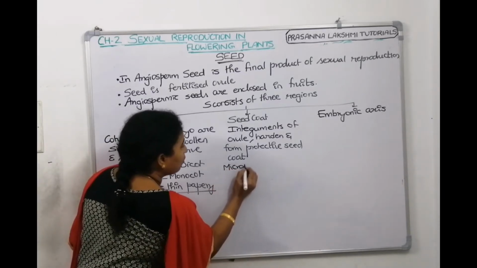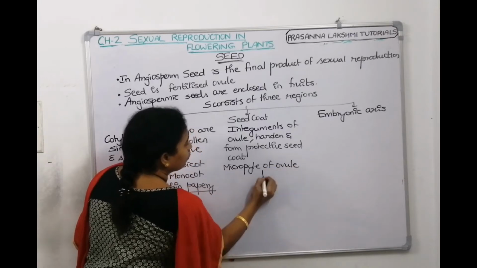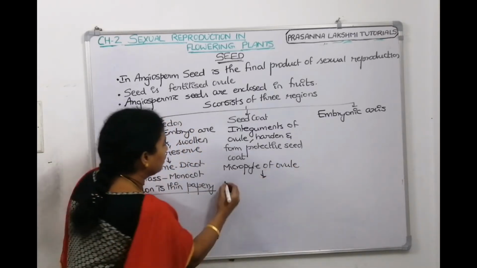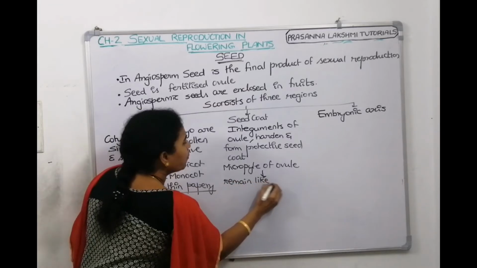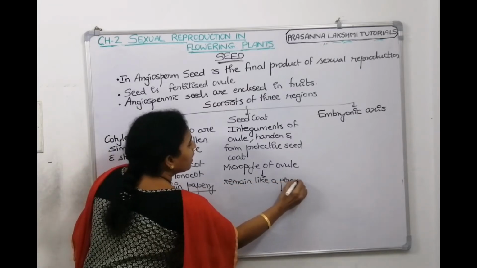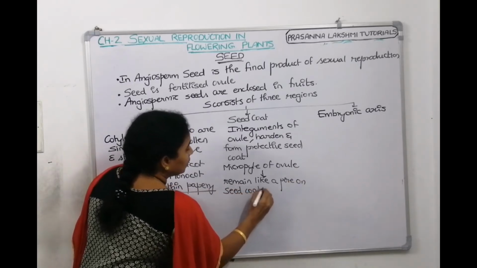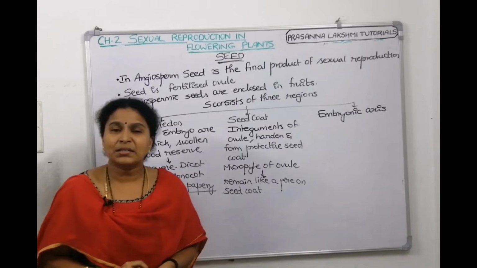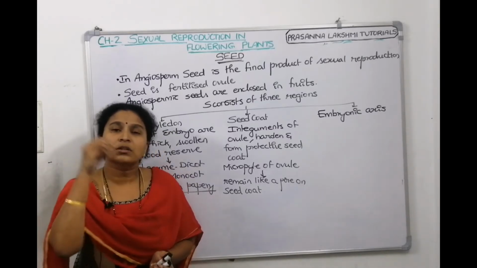The micropyle of the ovule will remain like a pore. Where is the pore present? On the seed coat. The micropyle region remains like a pore on the seed coat. What is the function of the pore on the seed?